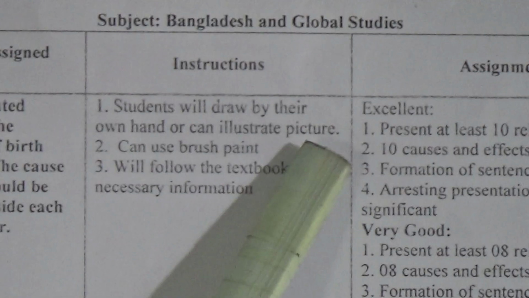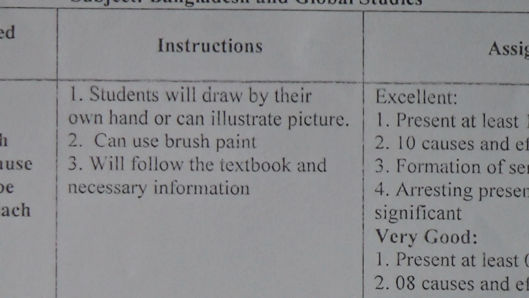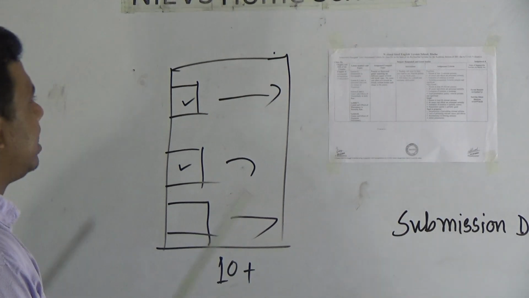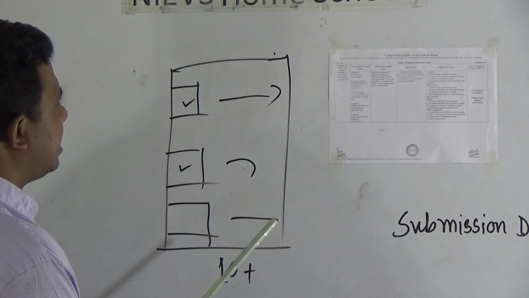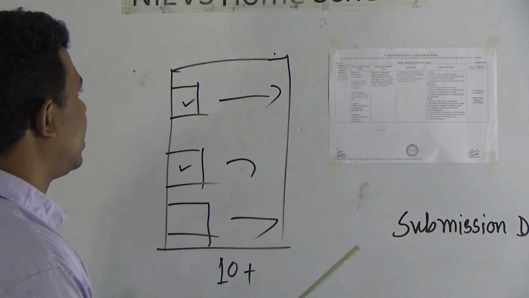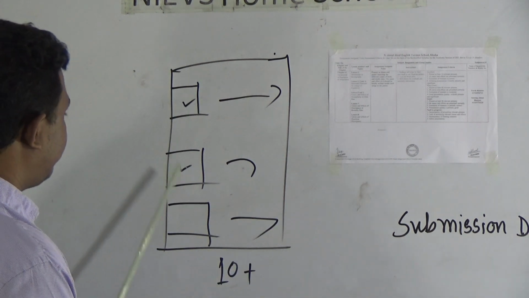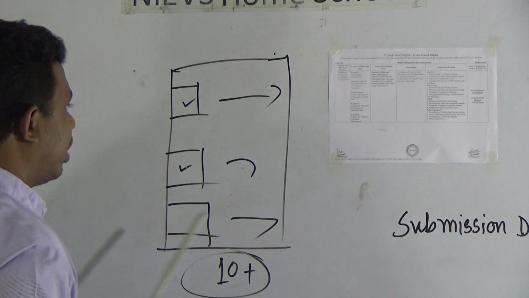Instruction: students will draw by their own hand or can illustrate pictures, can use brush paint, will follow the textbook and necessary information. From these lessons you will get the pictures, you will get them from the internet or from your textbook. Okay, I am telling you again, you have to present, matching the different causes of birth rate and death rate, and by showing the pictures you have to elaborate the causes and effects, and the pictures should be more than 10.